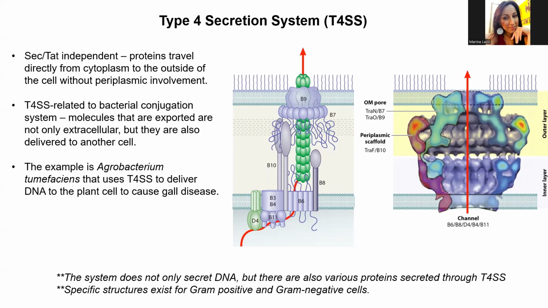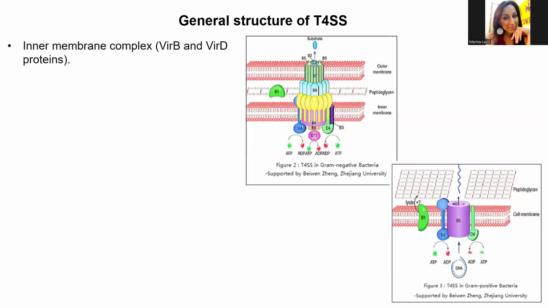And there are, as you can imagine, specific structures for gram-positive and gram-negative bacteria. But what I want you to memorize from this one is that it is famous for Agrobacterium tumefaciens, and it's related to delivering of DNA material to cause gall to plants. Again, structures are different in negative and positive bacteria.